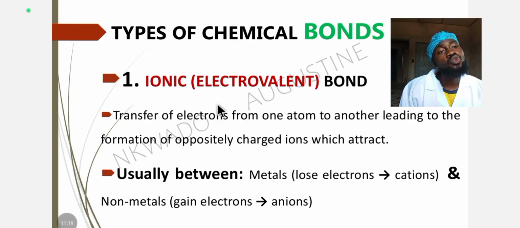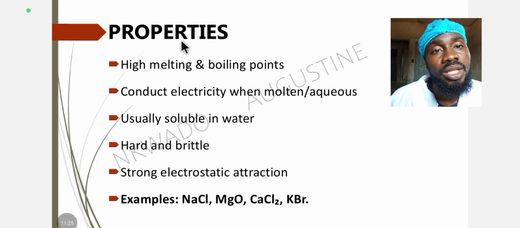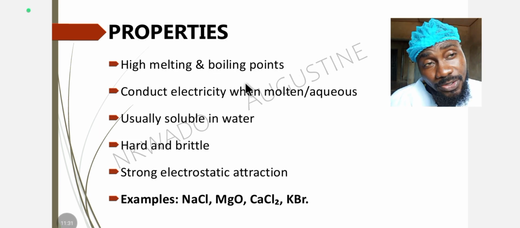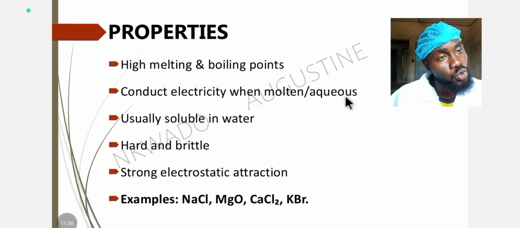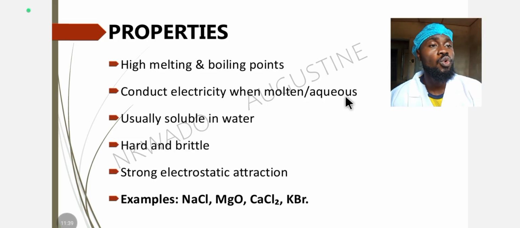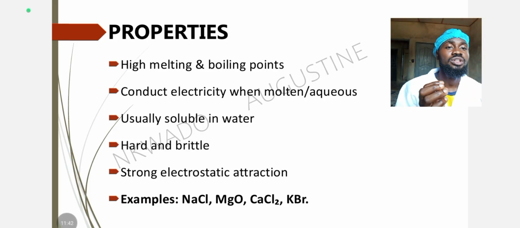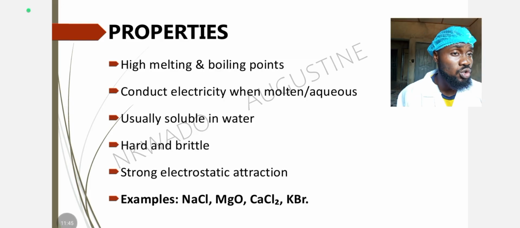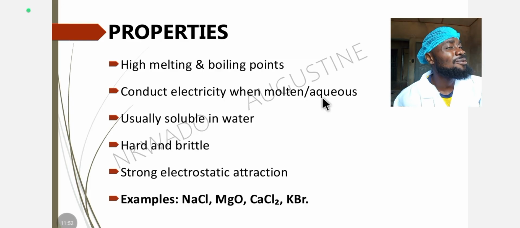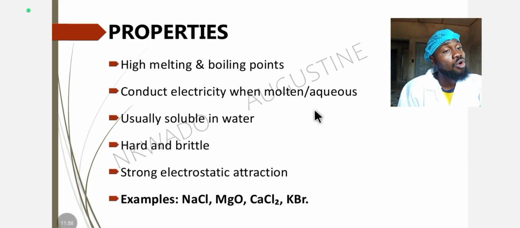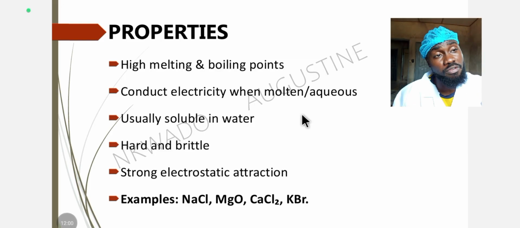So now let's look at the features or the properties of ionic compounds. Number one, high melting and boiling points. Remember, most of them are solids. Two, they conduct electricity when molten and aqueous. When molten, not in solid form but in liquid form, they conduct electricity. Remember, they are ionic compounds. That tells you that they conduct electricity because of the presence of ions.